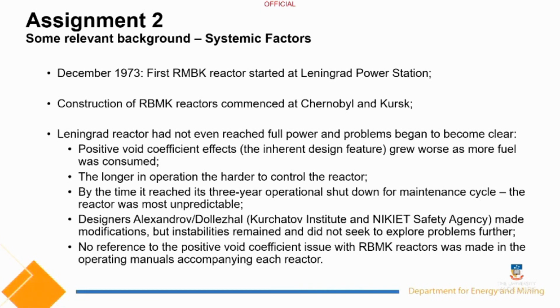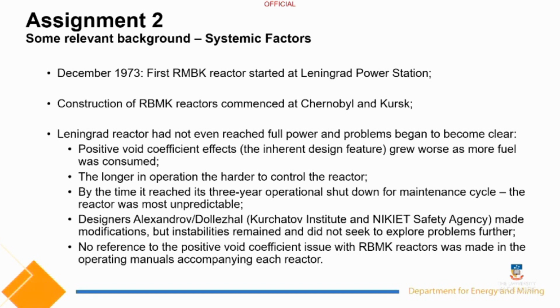I want to talk now about some systemic factors. In December 1973, as was also mentioned in the video, the first RBMK reactors started at Leningrad Power Station. The construction of those reactors commenced at Chernobyl and also at Kursk, two major areas within the Ukraine. Now, the Leningrad reactor had not even reached full power, and the problems began to become clear.